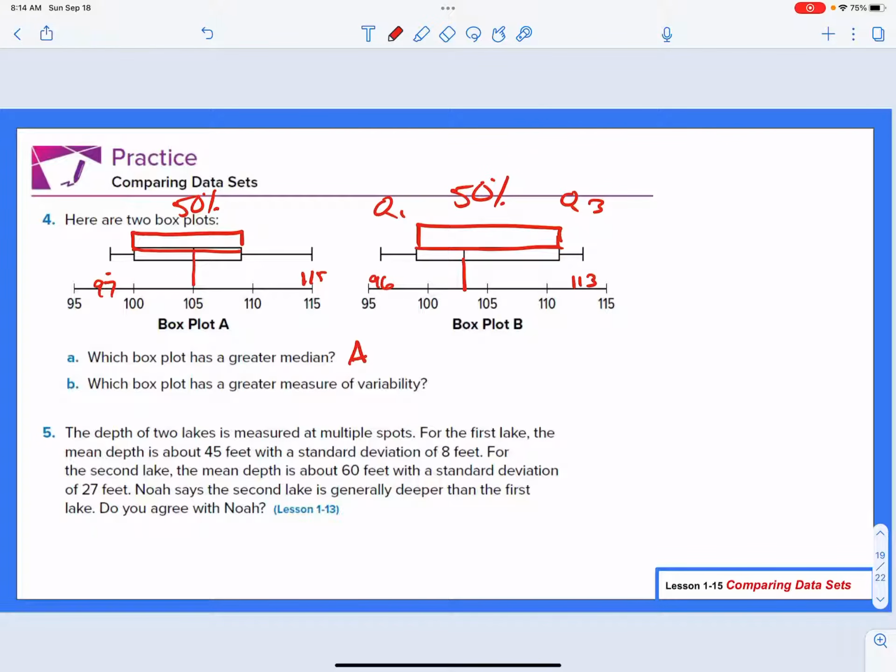So most of these values are pretty spread out away from the center there. So for me, I'd probably go with B has the most variability because I can see half the values are more spread here than they are over here.